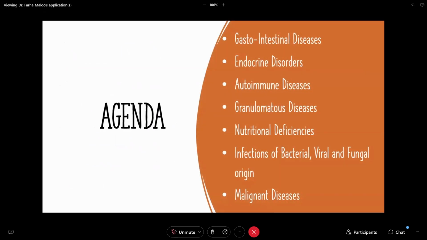So the agenda for today's presentation would be the following. We will deal with gastrointestinal diseases, endocrine disorders, autoimmune diseases, granulomatous conditions, nutritional deficiencies. Then we will move on to the infections by various bacteria, viruses, and fungi. Towards the end, we will have a look at how the pre-malignant and malignant diseases present in the oral cavity.